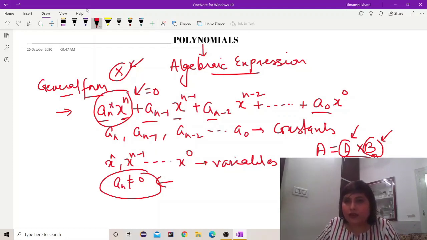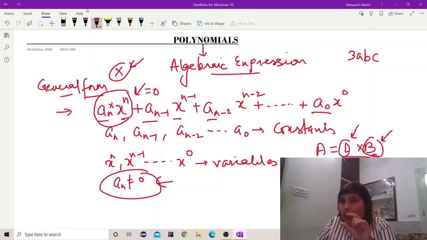Like suppose I am writing an algebraic expression 3abc, where 3 is a constant. It is very much clear. a, b, c are the alphabets, hence these are variables. So this is an algebraic expression.